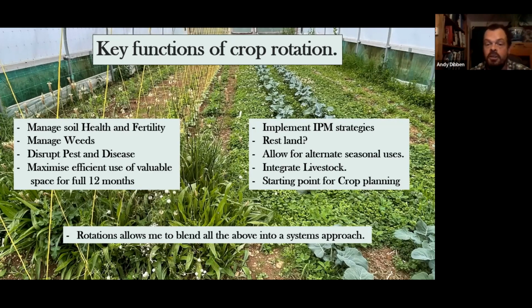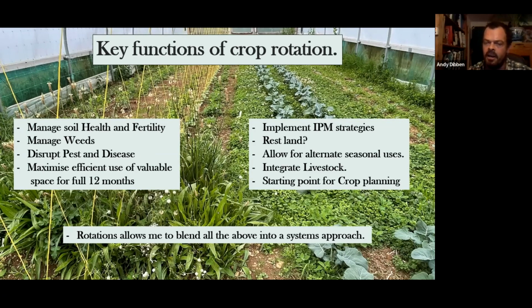The next few are options for rotation. They're not ones that I use so much in my protected cropping. So resting the land. If I was talking about my outside rotations, there's a lot of resting land. In fact, in some areas, it's almost 60% cropping, 30% resting land. Allow for alternate seasonal uses, I'll come on to that in a little bit. I don't do this, but it's very important if you've got limited protected cropping or limited dry space. Integrating livestock. Again, I don't do this in my protected cropping. We do it outside, but I've seen really good examples of integrating livestock and protected cropping. I think one of the people was actually here this evening.